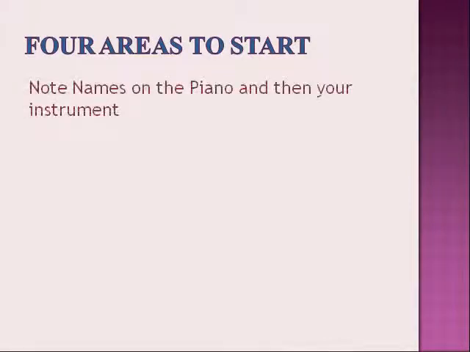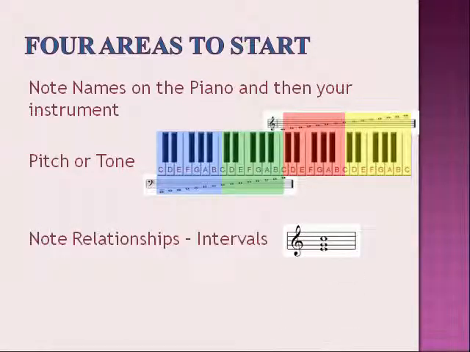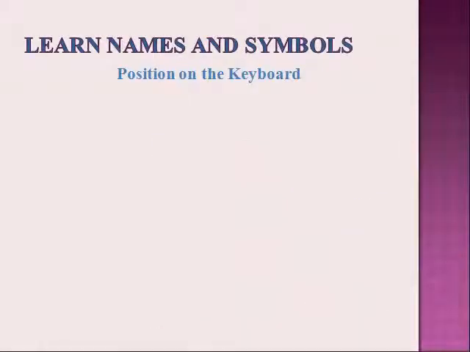To break it down further, there are four foundational areas that you need to learn in order to read music. The first is in learning note names and where they are located on your instrument. The piano keyboard is the most common visual aid. Second is learning how those notes are read on the master staff. Third is to determine note relationships called intervals. And fourth is in rhythm or time value of notes. Let's explore each of these a little bit more.